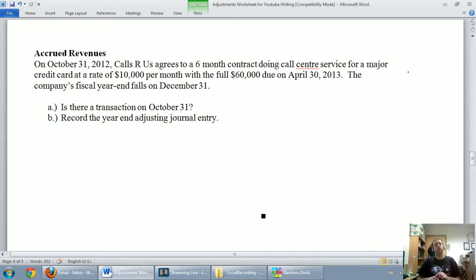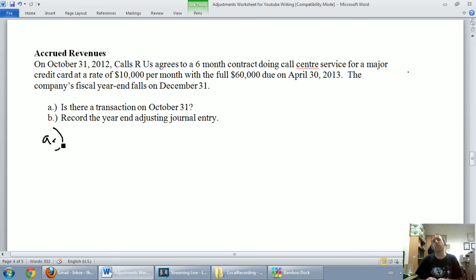So the first question, is there a transaction on October 31st? Well, a lawyer might tell you that there's a transaction, and some accountants might even tell you that, but for basics of accounting, I would say there's no transaction here. And here's the analogy I'd like to give. Let's say today, I say next time it snows, it's snowing in Kamloops right now, but next time it snows, I'll pay you $10 to shovel my snow. And we shake hands and we agree. $10 to you the next time it snows, you can shovel my snow.